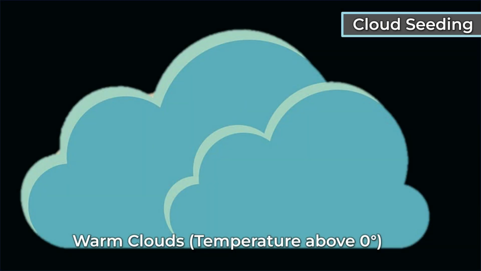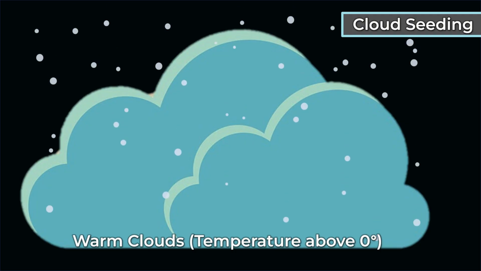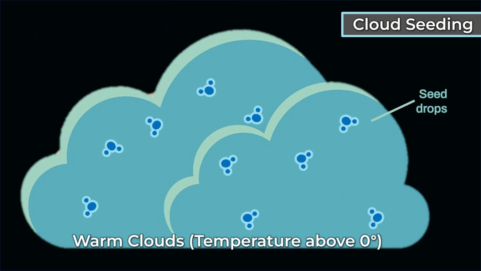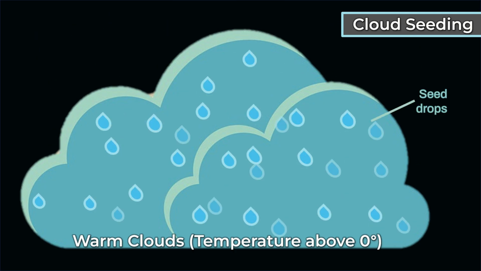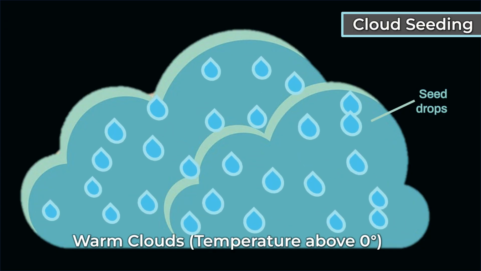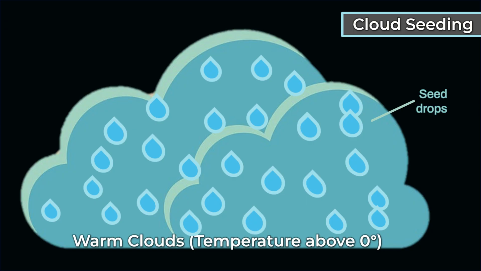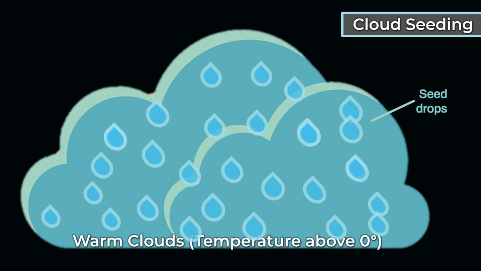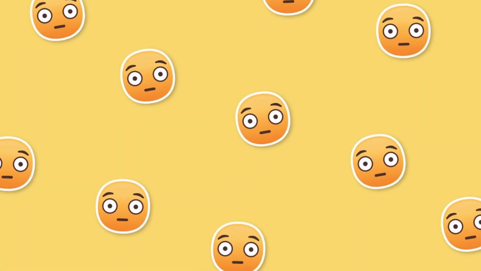Not all clouds are cold. Some are warm, with temperatures above freezing. Here, scientists try a different method. They inject salt particles or tiny water droplets. These act as seed drops. As they rise inside the cloud, they collide with smaller droplets, merge together, and grow larger through collision and coalescence. Eventually, they may become heavy enough to fall as rain. But here's the catch. Results are still uncertain.